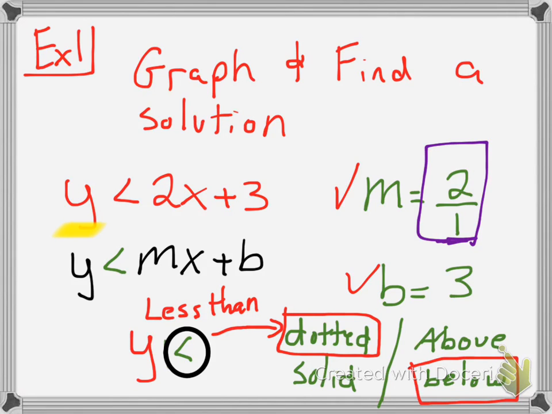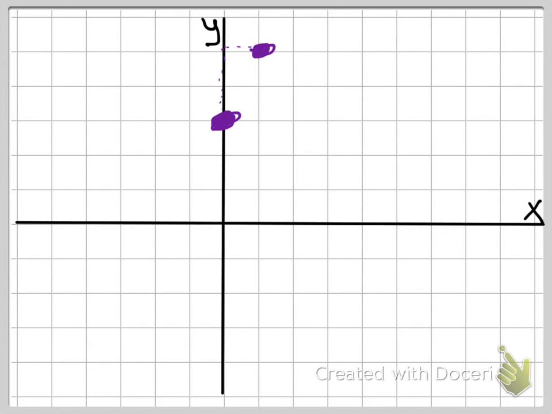Now recall back, we need a dotted line, and it needs to be shaded below. So what we're going to do is shade below the line. Let me try something real quick. There we go. So here's my dotted line. I'm just going to draw a dashed line. It's not equal to anything that exists on this line. So there's my dotted line, and I'm going to shade below.